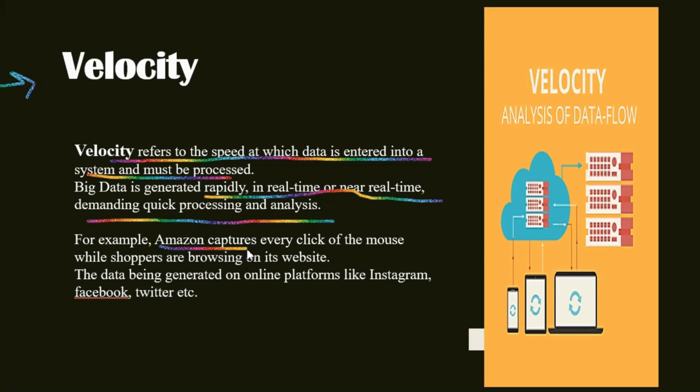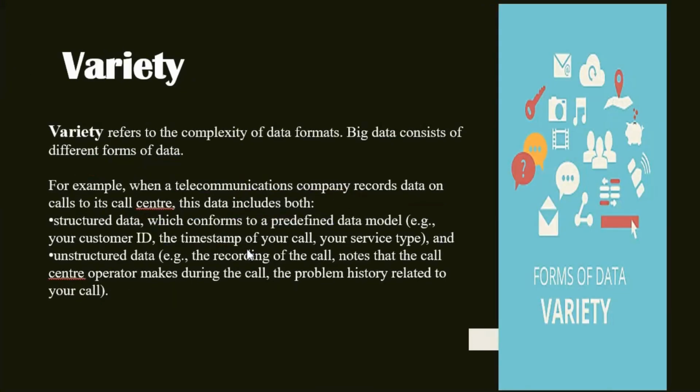while the shoppers are browsing on its websites. So just like I said, there is actually data being generated every second. Now next we can see variety. Now what does variety mean? So variety here refers to the complexities of data formats. Now what does complexity here mean?